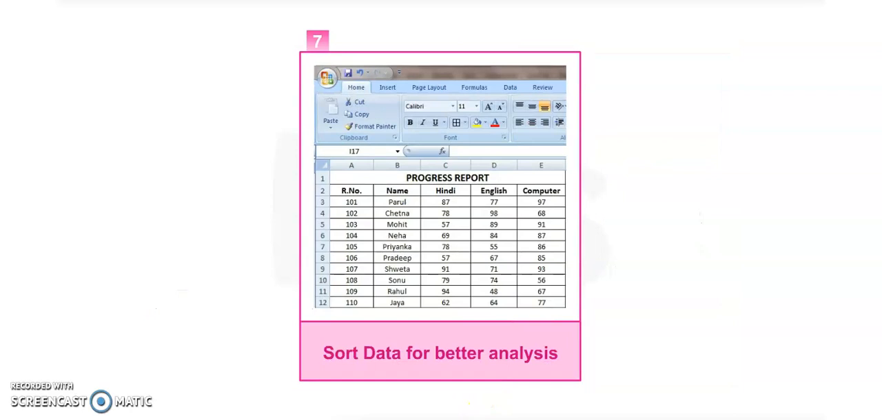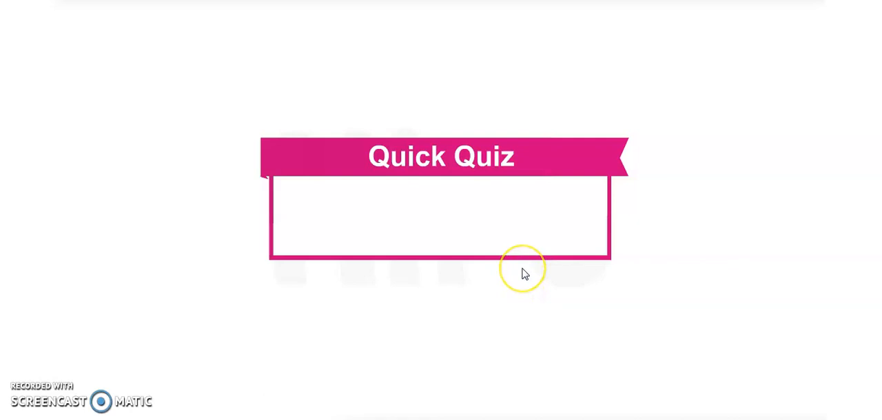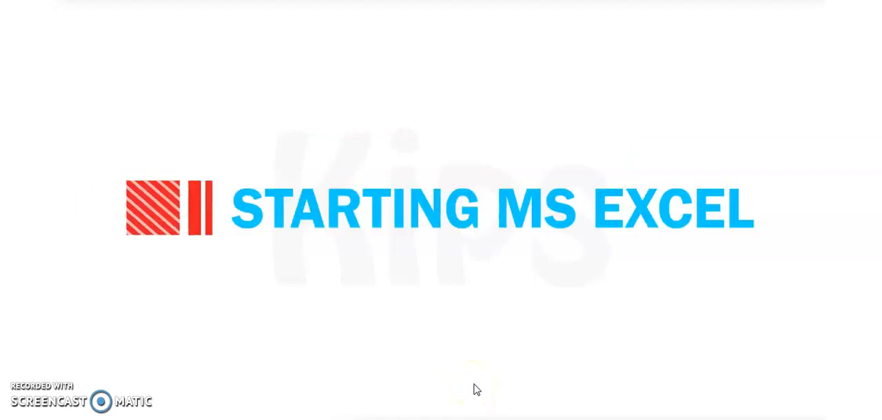Another feature of Excel is we can sort data for better analysis. Either ascending or descending order, we can do the sorting of data very easily in Excel, and we can compare two workbooks side by side. Okay, and we can combine different workbooks and worksheets in one sheet. So these are the important features. That's why we are following this MS Excel software. So it is very useful for us.